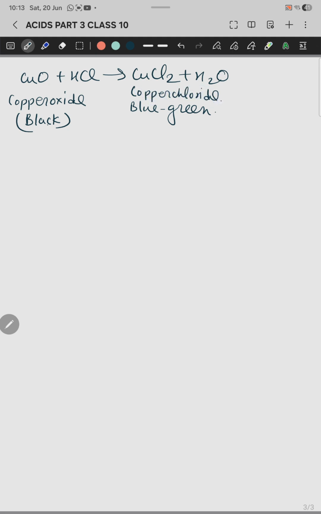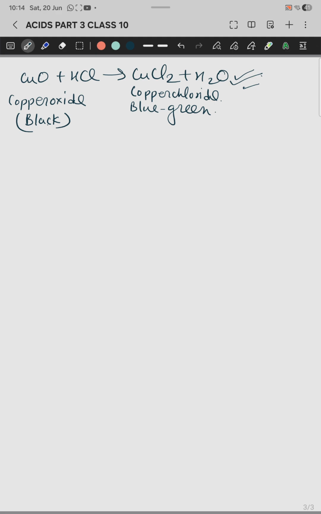Okay, so this is a very important reaction. Just learn it properly by heart, because it can be asked in a different way, I know that. So this is the reaction you have to learn. Copper oxide when reacting with acid gives you copper chloride, that means salt, plus water. Am I clear? I think so.